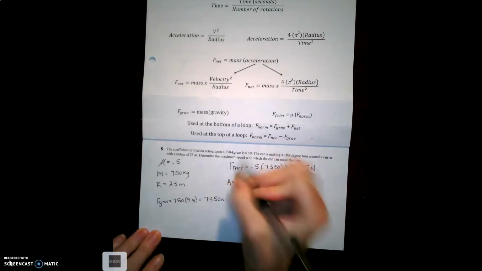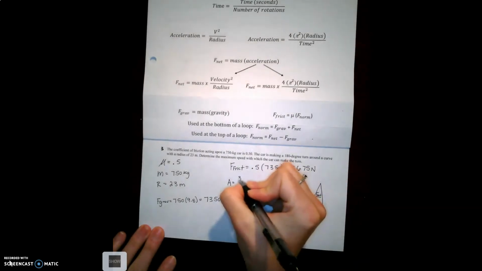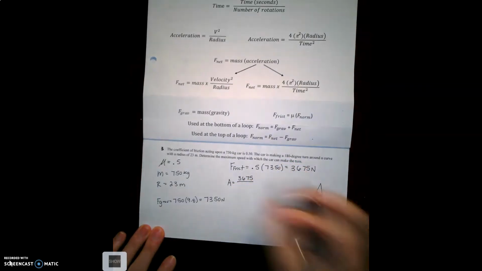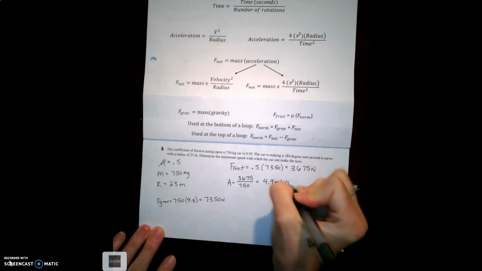So now that we have our frictional force, we're going to find our acceleration. In order to find acceleration, we're going to rearrange this formula here. So if we had that triangle, it will be acceleration equals the net force divided by the mass. So our net force is what we just found, 3,675, divided by our mass, which they give us is 750. So that's 4.9 meters per second per second.